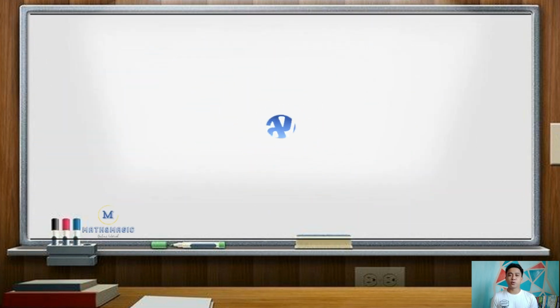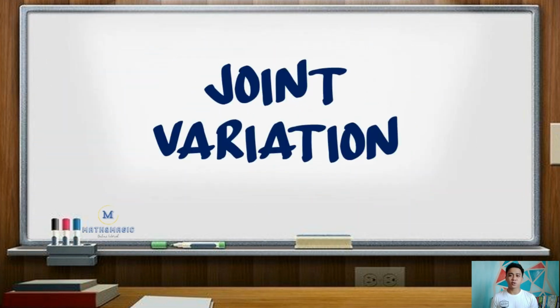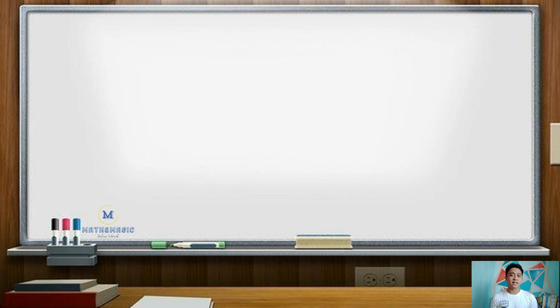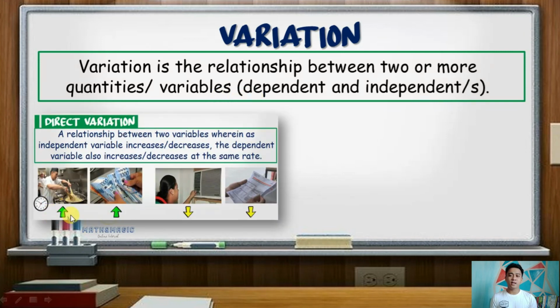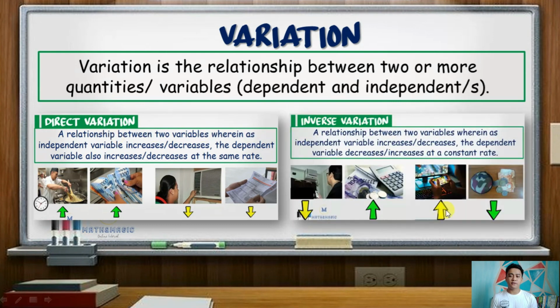For today's video, we will talk about joint variation. As mentioned in the previous lesson, variation describes the relationship between two or more quantities known as variables. The dependent variable may increase when the independent variable increases. This variation is known as a direct variation. Meanwhile, the dependent variable may increase when the independent variable decreases. This variation is in inverse form.